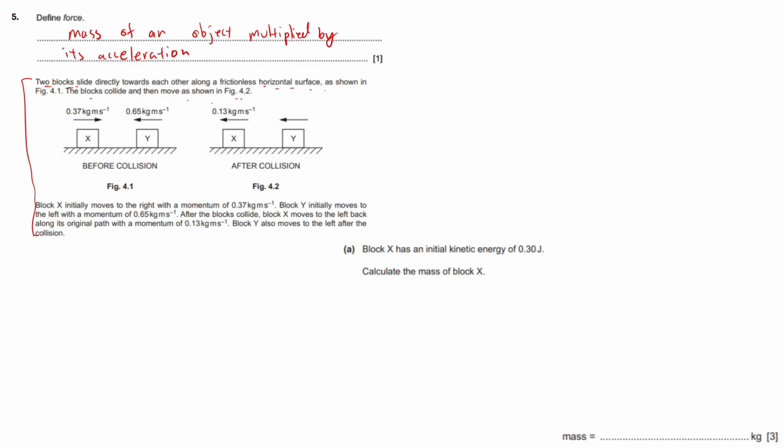So now we're actually getting into the bulk of the question. So we have these two blocks that are colliding with each other, and they have different momentums before and after. I'm just explaining the details here. So X is going right at 0.37, block Y is going left at 0.65, and then afterwards, after they collide, block X is going to be moving left at 0.13, and then Y is also going to be moving to the left.